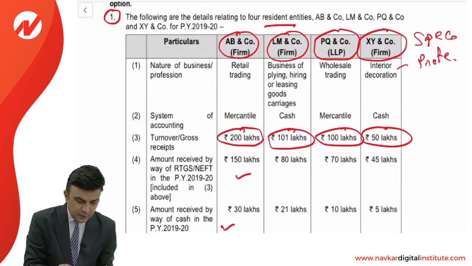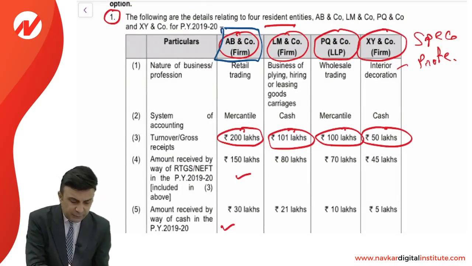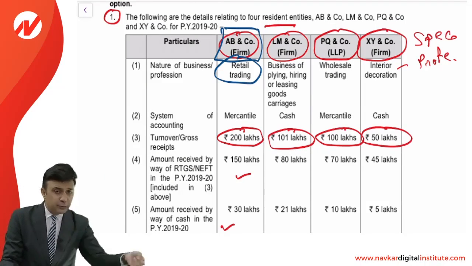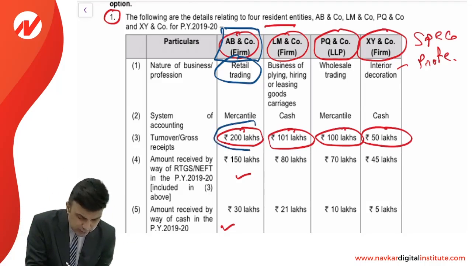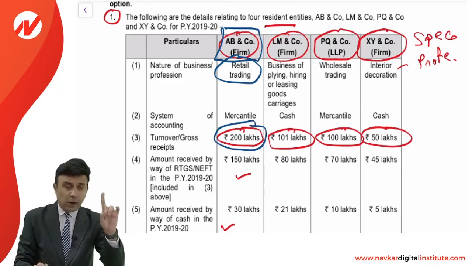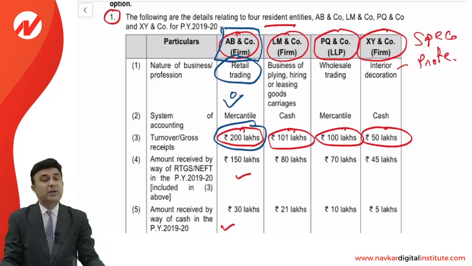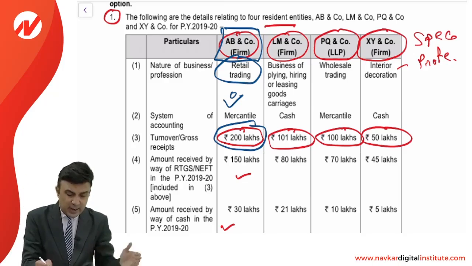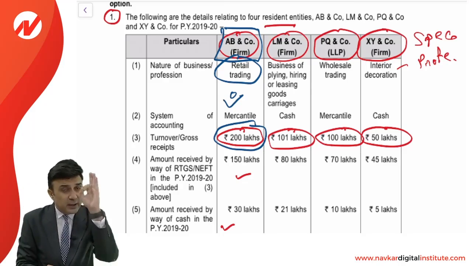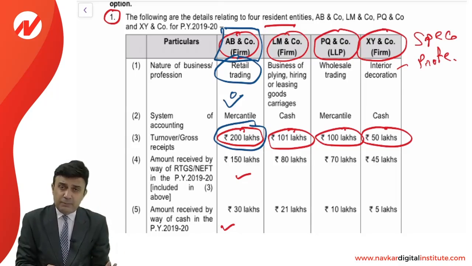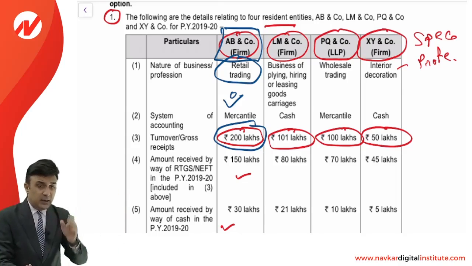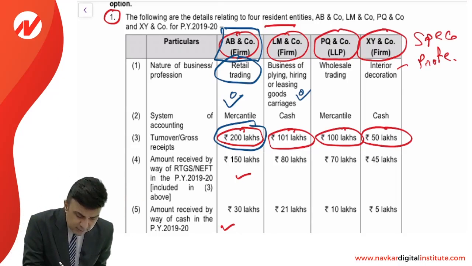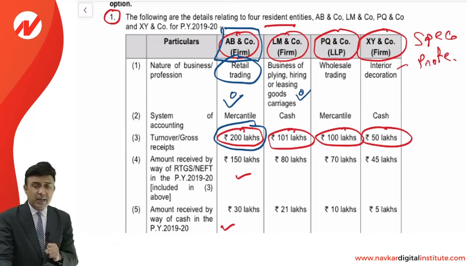Number 1, it is AB and company a partnership firm which is into the retail trade. If they are into retail trade, 44AD can apply subject to the turnover not exceeding 2 crore. Your turnover is 200 lakh. Whether AB and company can go for presumptive tax system? Yes. Second, LM and company, a partnership firm, has got business of plying, hiring, leasing, goods carriage. If it is an assessee having the business of plying, leasing, hiring, goods carriage and it has got 10 or fewer vehicles throughout the year, can it go for presumptive tax system? Yes, it can go for 44AE of the Income Tax Act.